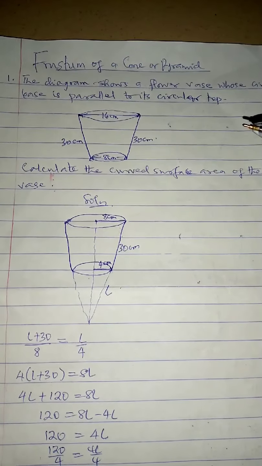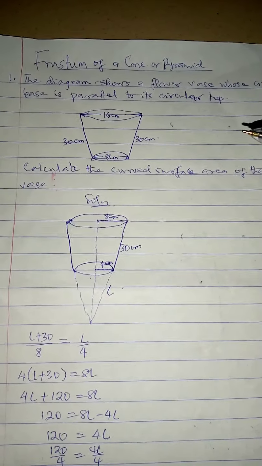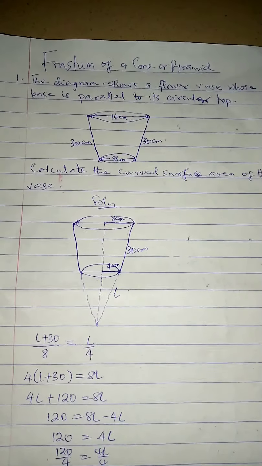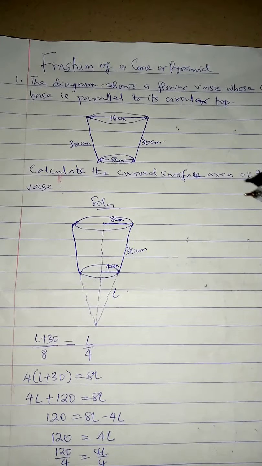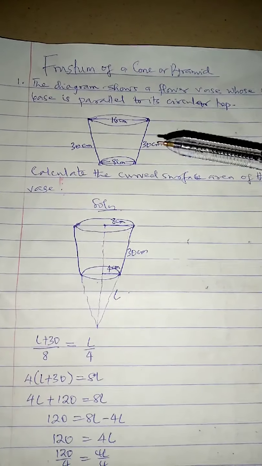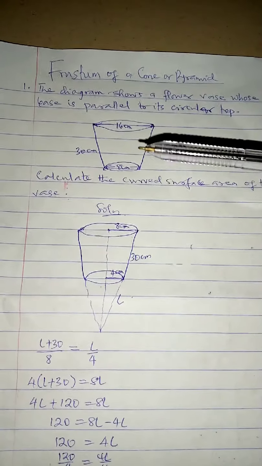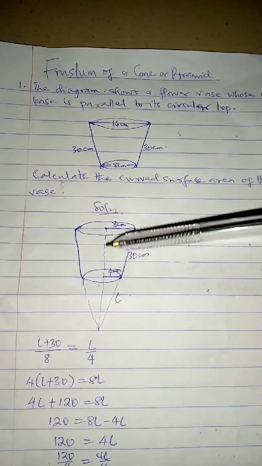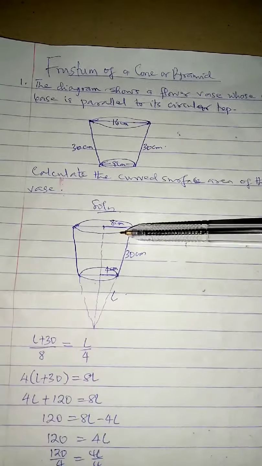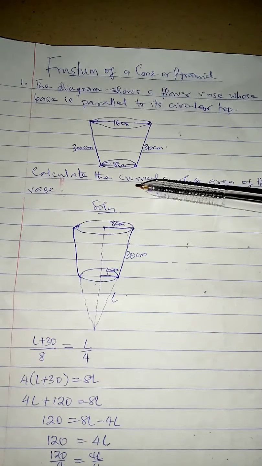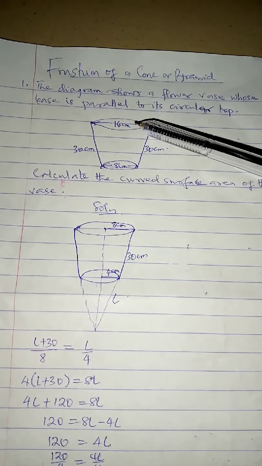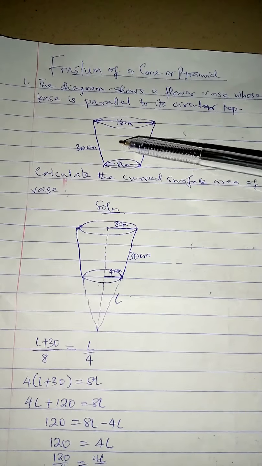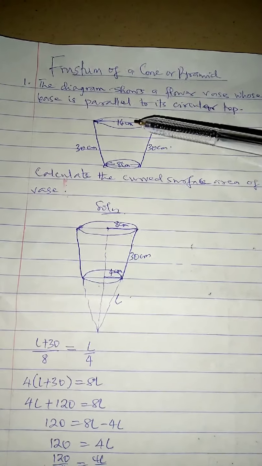Good afternoon, class. We will continue on frustum of a cone or pyramid. We'll do more examples, starting with this one. The diagram here shows a flower vase whose circular base is parallel to its circular top. The following dimensions are given.